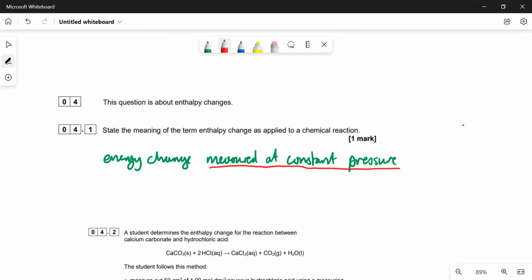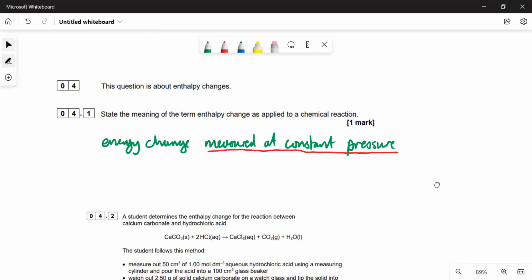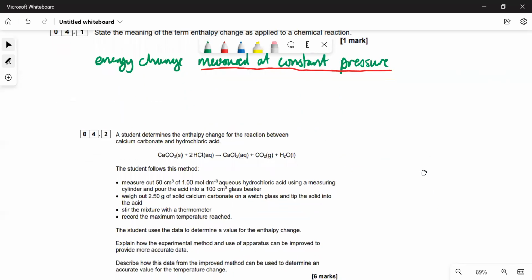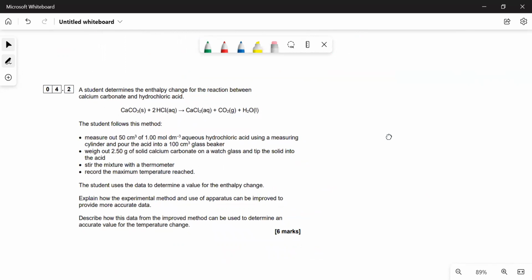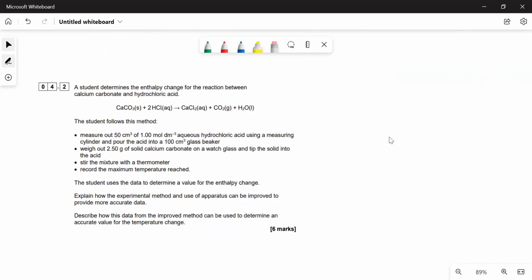Okay, so this is a 6 marker about experimental technique here. A student determines the enthalpy change for the reaction between calcium carbonate and hydrochloric acid. There are mistakes in this method, and we've got to talk about what they are. Explain how the experimental method and use of apparatus can be improved to provide more accurate data, and describe how this data can be used. So we'll do that second, that's the second bit. I'll do that in green. We could do that afterwards. First of all, let's look at these mistakes.